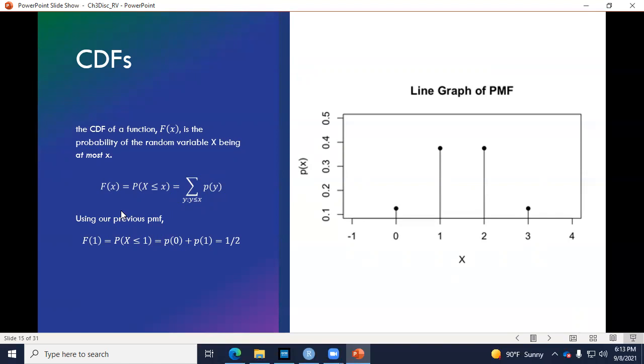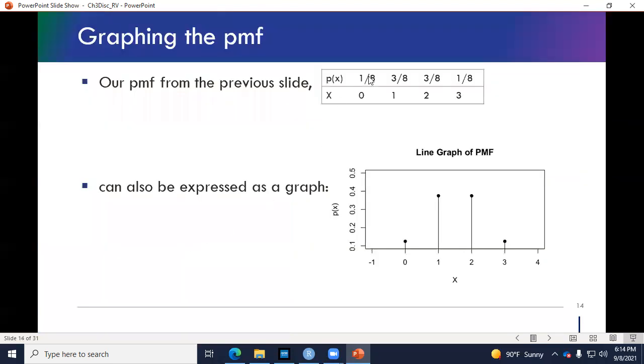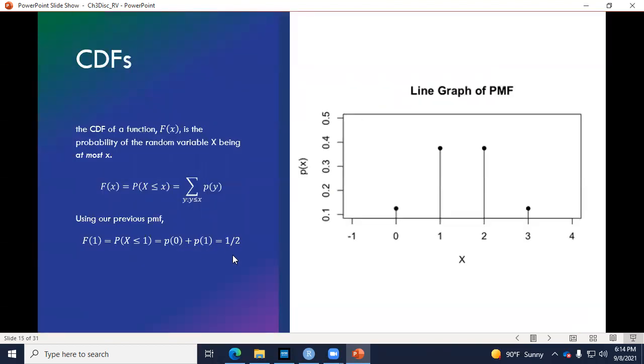So if we use the previous example, the probability of X less or equal to 1, which is the probability you observe at most one head out of these 3 coins, would be a summation of the probability of 0 and probability of 1, which you just use these numbers and sum them up. That's 1/2. So this is CDF. It's a summation of PDFs, or PMFs in this case.